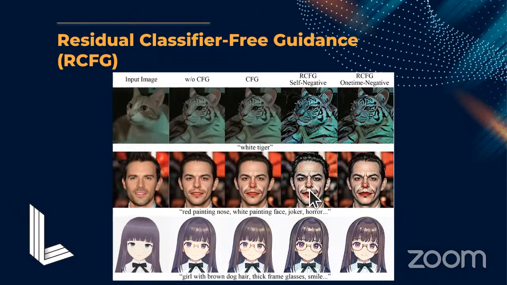The same thing with this one, all right? So all of these images, when you look at it, the first one is the image that you give to the model. Then, without CFG, how it's going to be outputted. With CFG, and with the self-negative RCFG, how it will look. Then the one-time negative, which is what they really hopped on to make it work.